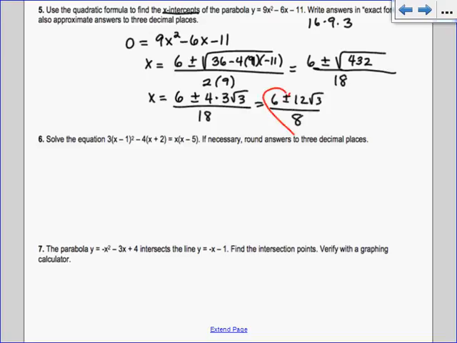When you look at the 6, 12, and 18, you make your beautiful heart. All right, they're all divisible by 6. I knew they were all divisible by 6, I just wasn't ready. So 6, 12, and 18, divide by 6, so you get 1, 2, and 3. So 1 plus or minus 2 root 3 all over 3.